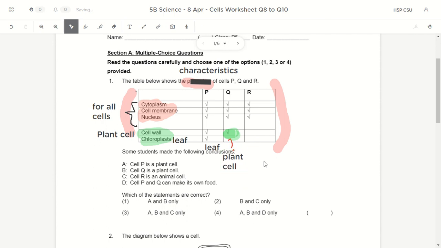Maybe a bit below so you can see. And then after that, I look at R. R only has the three basic parts: cytoplasm, nucleus, and cell membrane. It doesn't have a cell wall, doesn't have chloroplast. So I know that R must be an animal cell.